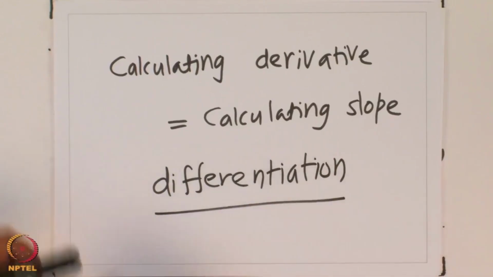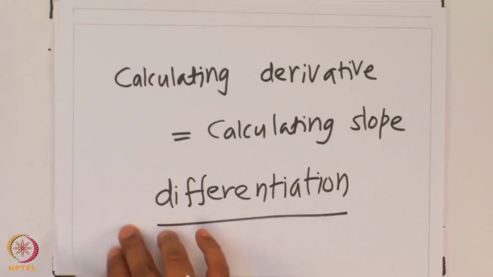So why do we do this? Because this is very useful. Calculating the slope is very useful. When we think of two experimental data, think of two experimental data. So you do an experiment. Let us think of a simple experiment.